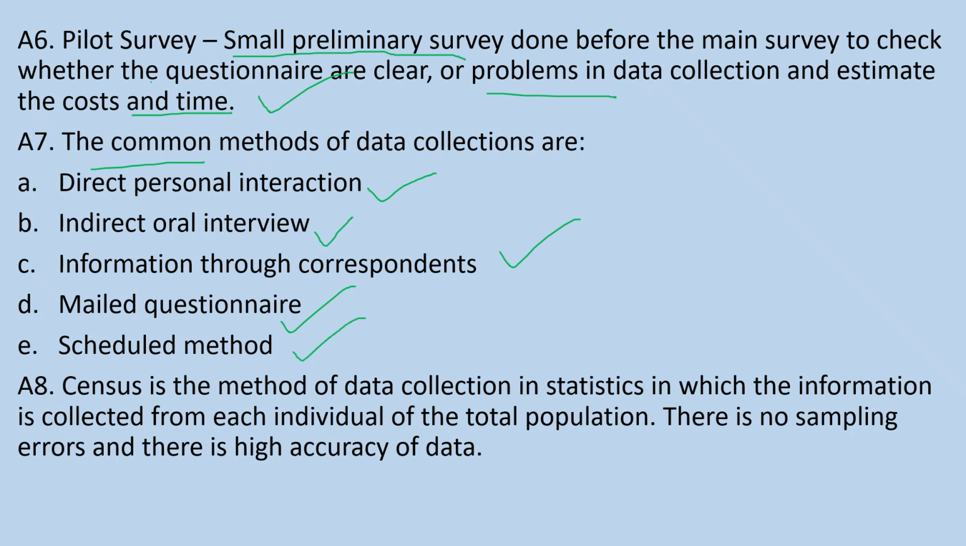Next answer is what? What is a census? Census is the method of data collection in statistics in which the information is collected from each individual. This is very important. From each individual of the total population it is collected. So this is what a census means, and here it differs from the sample. There is no sampling error and there is high accuracy of the data because every individual's data is collected from the total population.